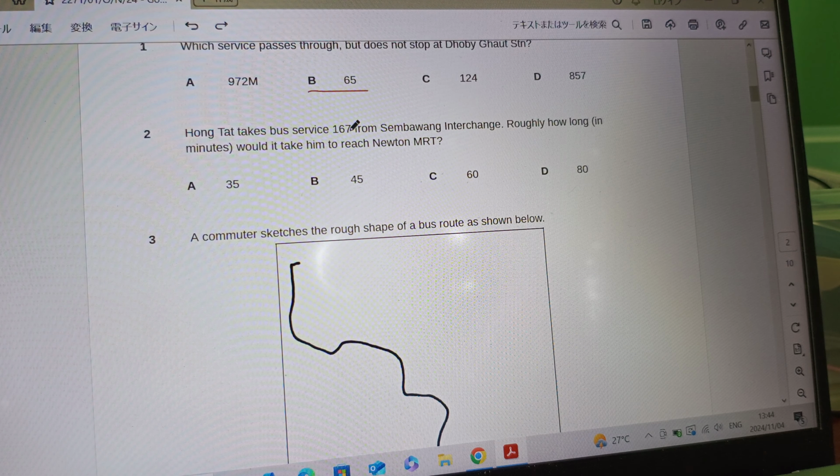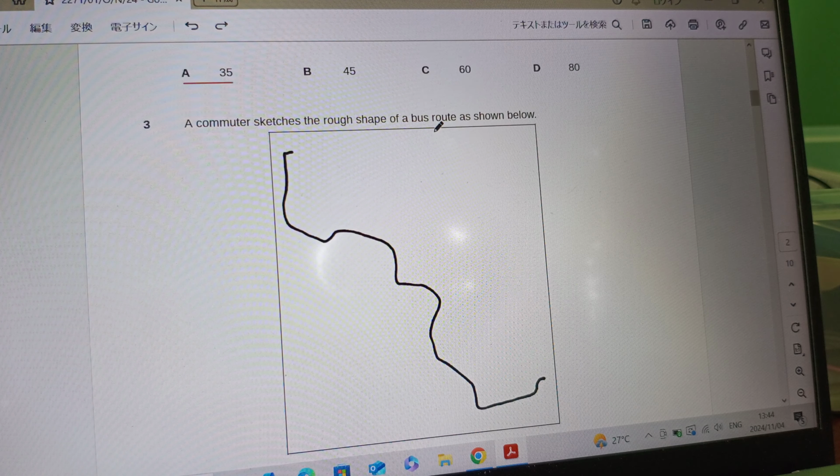Okay, what is that name? It's so obvious. Takes bus 167 from Sembawang. How long would it take for him to reach Newton MRT? Now, I don't know the runtime of 167 at all, but I'm just gonna guess on a good day it'll be 35.